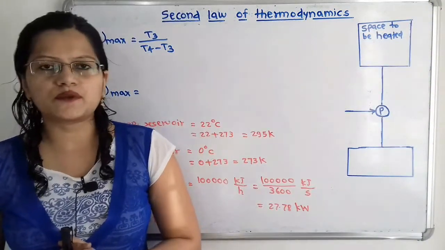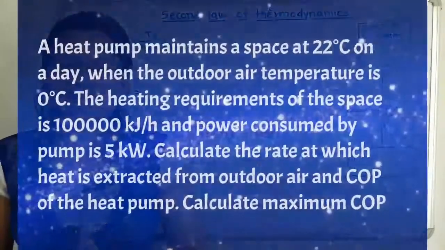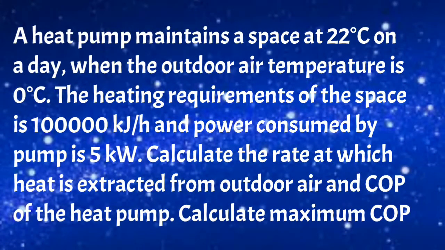Now we will solve the next problem based on the second law of thermodynamics for the heat pump. First, I will read the given question. A heat pump maintains a space at 22 degrees Celsius on a day when the outdoor air temperature is 0 degrees Celsius. The heating requirement of the space is 1 lakh kilojoule per hour and the power consumed by the pump is 5 kilowatt. Calculate the rate at which heat is extracted from the outside air and the COP of the heat pump. Also calculate the maximum COP. So this was the given question.